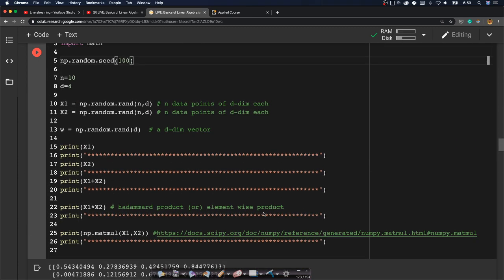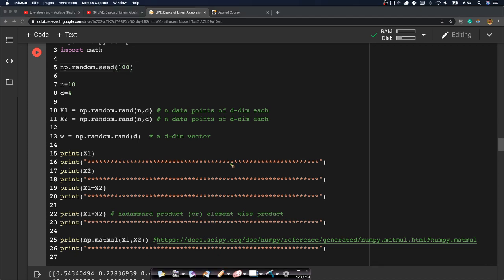Somebody is asking a question, which is why the random numbers are always in float and not int? Because the rand function generates floating point values. There is another function called randint, which generates integer values. It all depends on what function you are using to generate the random values.